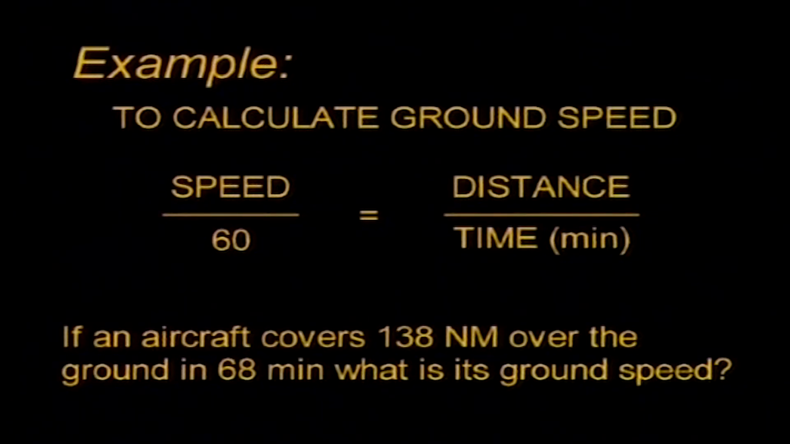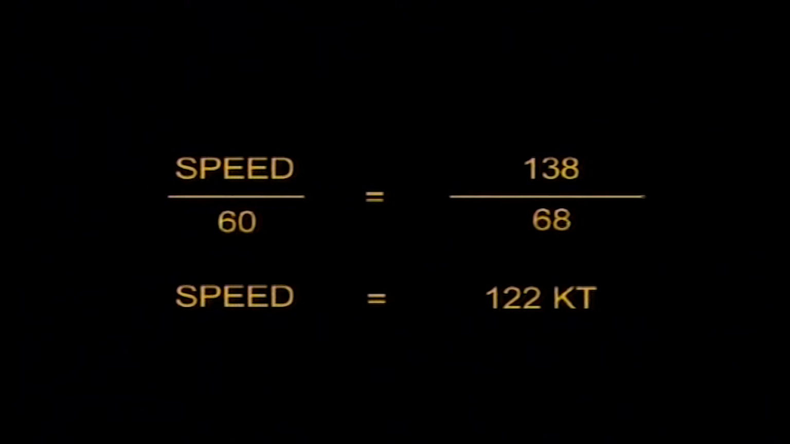To calculate ground speed, the same equation can be used. For example, if an aircraft covers 138 nautical miles over the ground in 68 minutes, what is its ground speed? Speed divided by 60 equals 138 divided by 68. Solving for speed gives 122 knots.